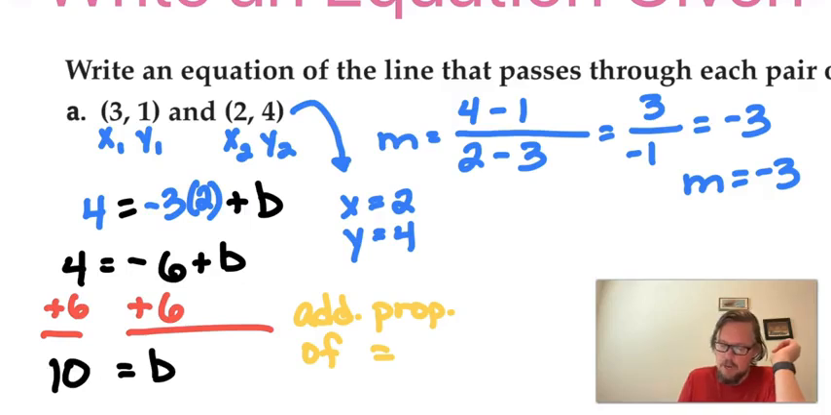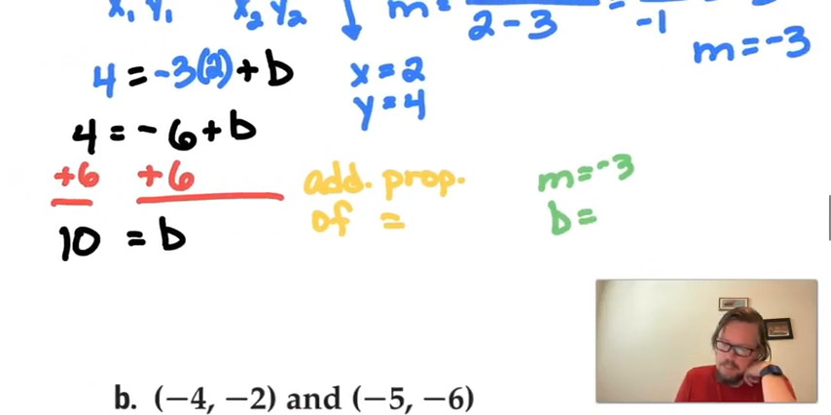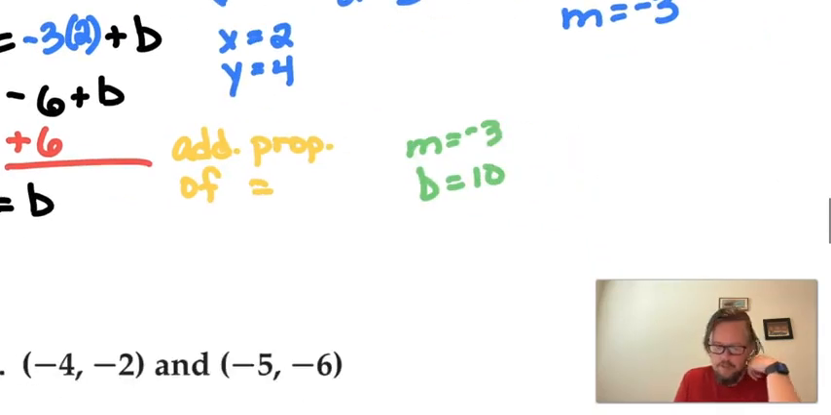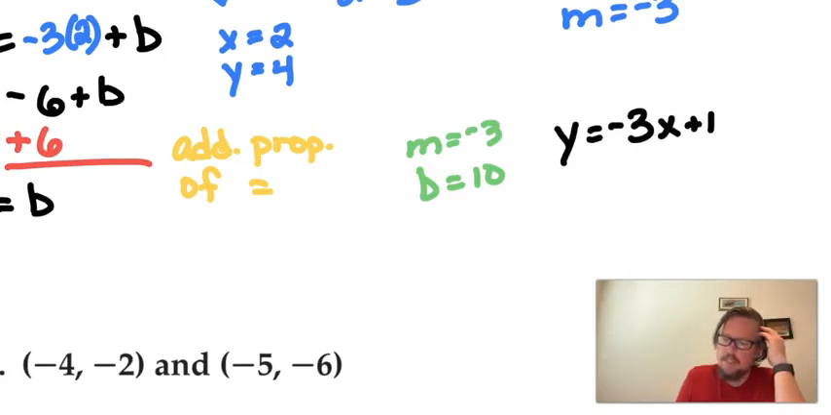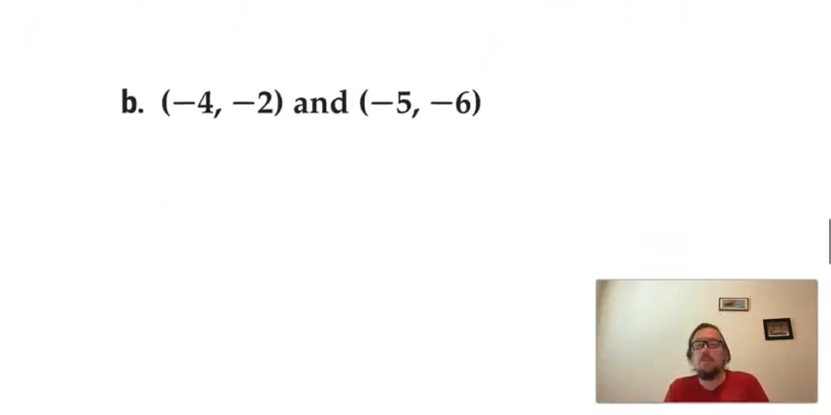Okay, so our slope is negative 3. Our b was 10. So the full equation for this is going to be y equals negative 3x plus 10. Piece of cake.